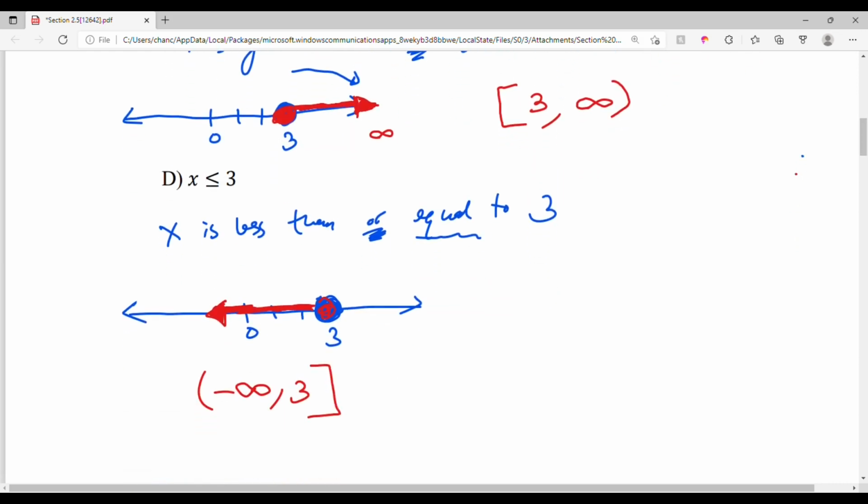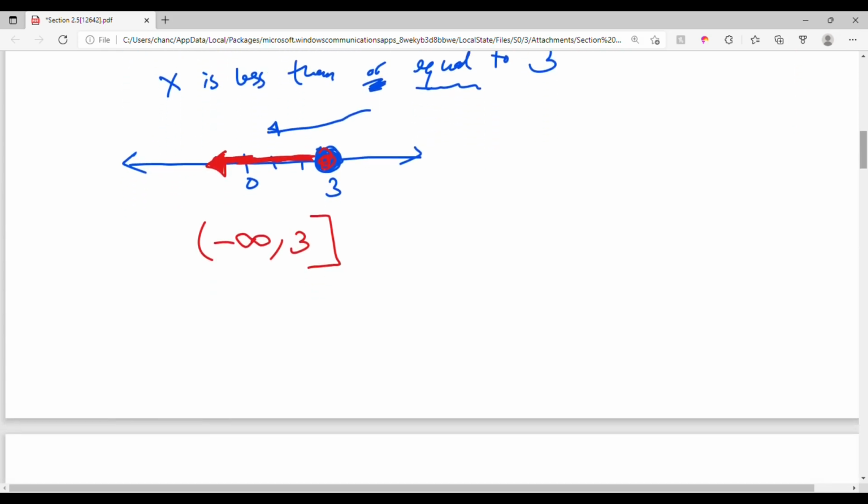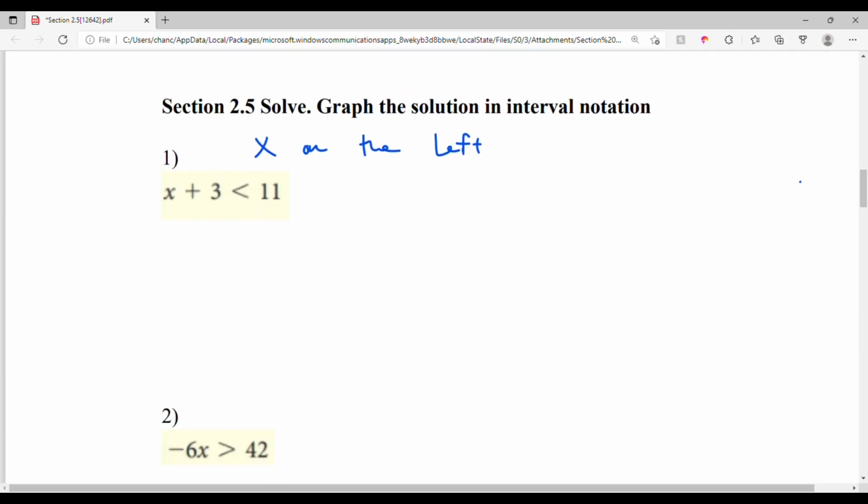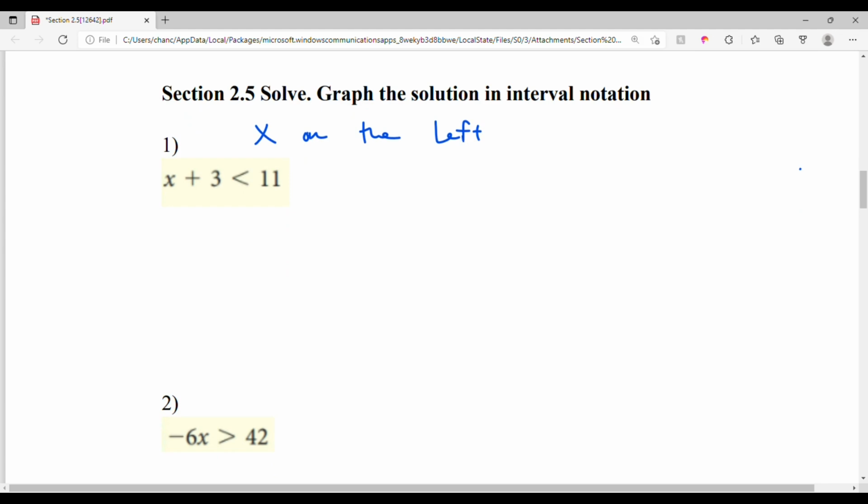Since x is on the left and the inequality is less, we can tell that this arrow points to the left. So that's a tip. If the x is on the left, we can use the direction of the inequality to tell us where to shade on the graph. So that's what I'm going to do for all of these problems. Keep the x on the left, and we can use the direction of the inequality to graph.